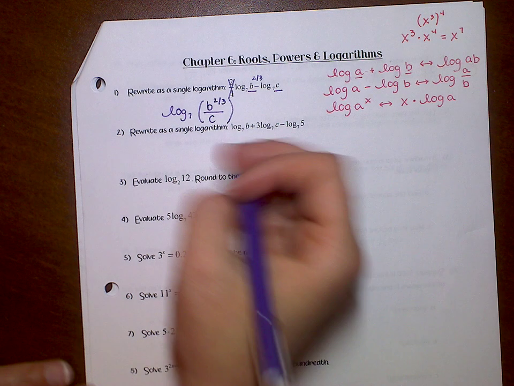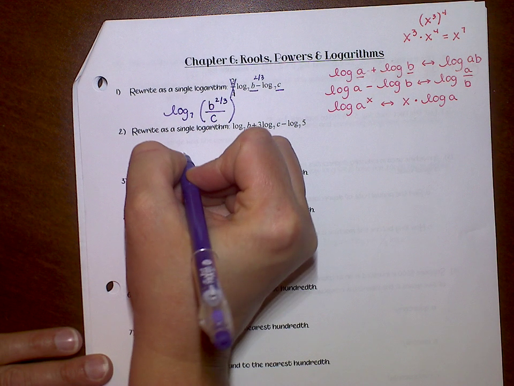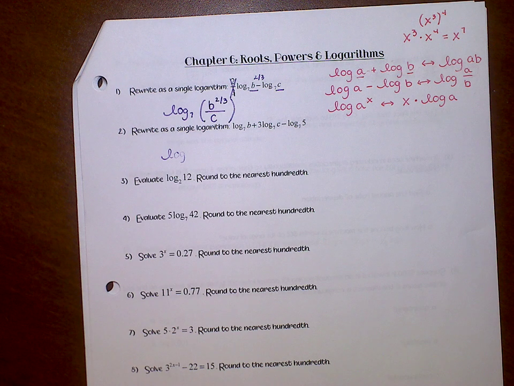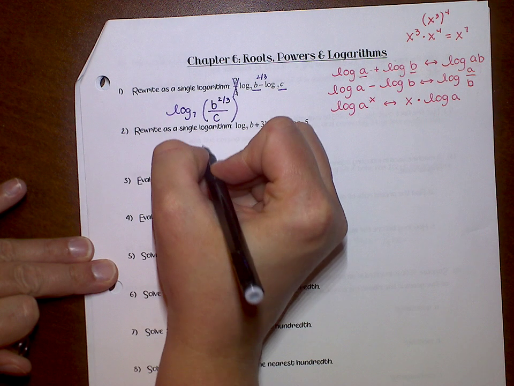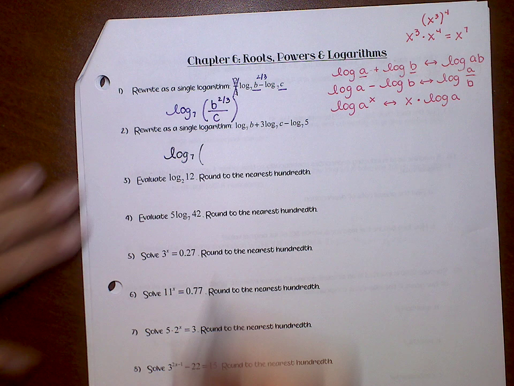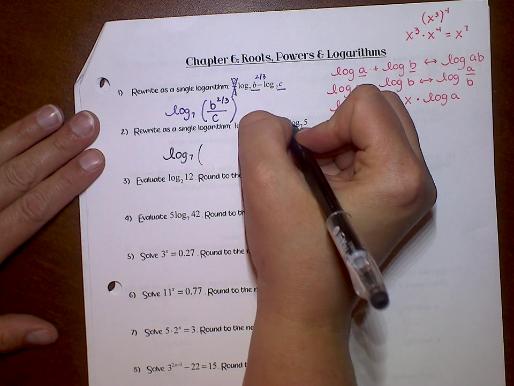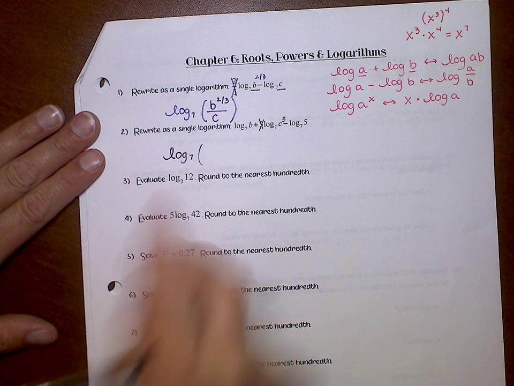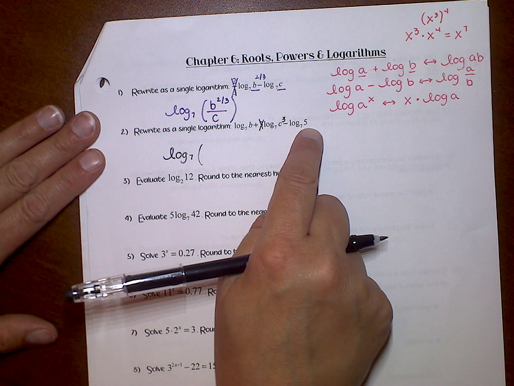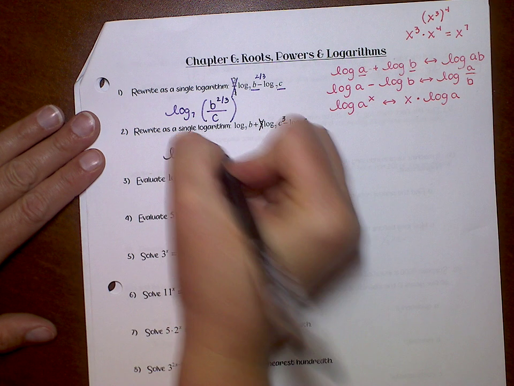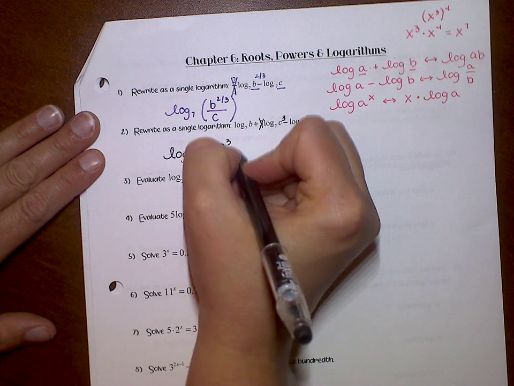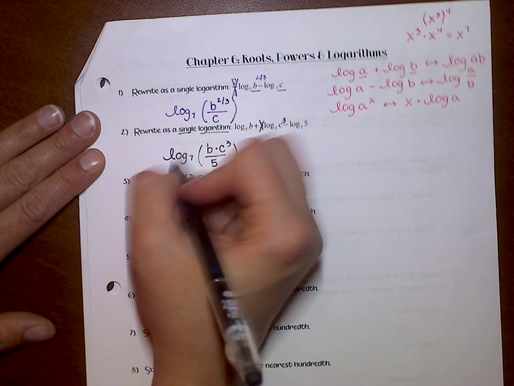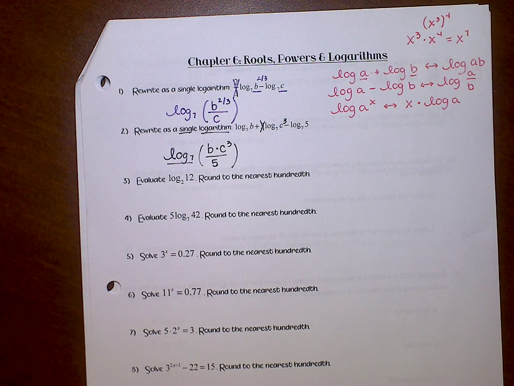So number 2 is going to be similar. The goal is to write this as log base 7 of something. When I smush these back together, I know this 3 needs to go up here as an exponent, so I'm going to get rid of that. And then I'm going to multiply the B and the C and divide by the 5. So I'm going to go B times C to the third divided by 5. And again, when it's a single logarithm, your goal is to have just log of one big thing.